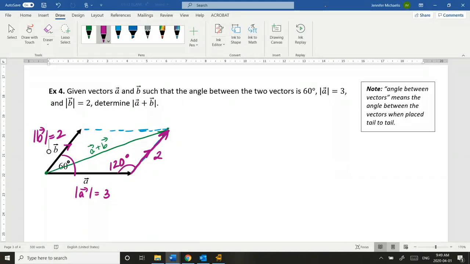So if I know that this side has a length of 3, and this side has a length of 2, and this interior angle is 120, I should be able to use the cosine law to find the magnitude of A plus B. And that means I'm going to do the magnitude of A squared plus the magnitude of B squared.